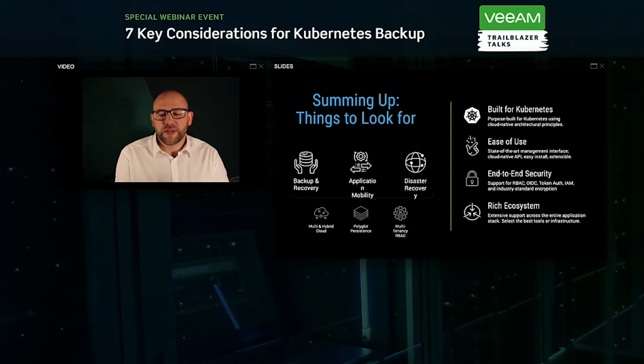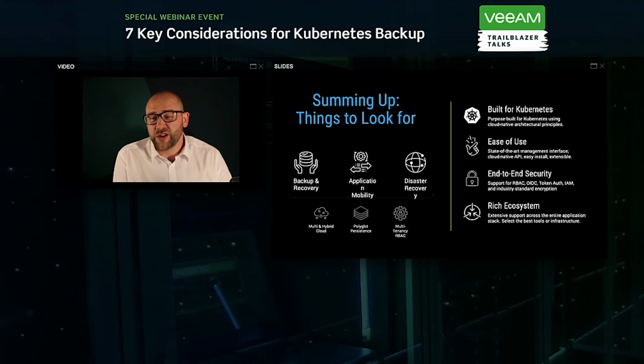Okay, so summing things up, hopefully I've got over the point that there's a data management requirement in Kubernetes. But what we have to think about is backup and recovery, that application mobility is not just backup and recovery, and then also disaster recovery. And then probably the key takeaways is, well, I want something that's built for Kubernetes. I can't take an agent-based approach here. I probably can't take a virtualization approach here. It has to be something new and that is talking directly to the Kubernetes API.